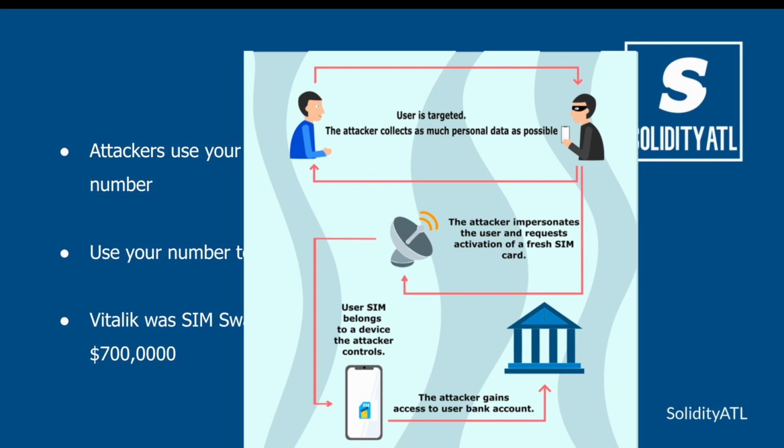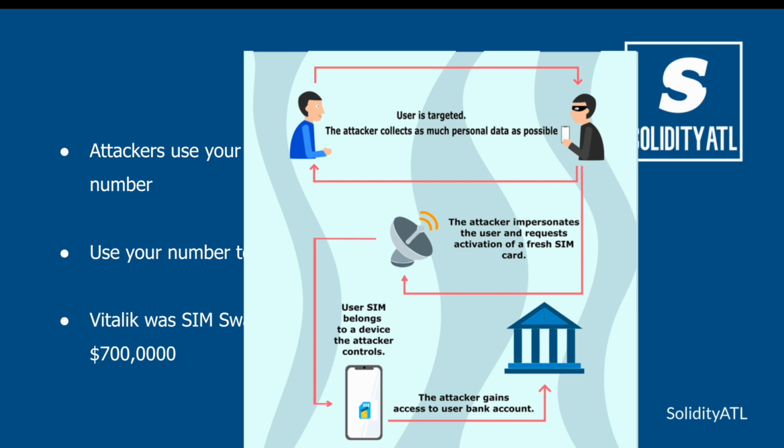The user is targeted by an attacker. They collect as much personal data as possible: name, obviously number, date of birth, location, and they can use these things to impersonate you when contacting your mobile provider. And what they essentially do is say, hey, I have lost my phone, or it was stolen. I need you to transfer my SIM over to this phone I have. And that attacker has another device they're using as the new phone, which is going to have all your data on it because they're going to have your SIM.